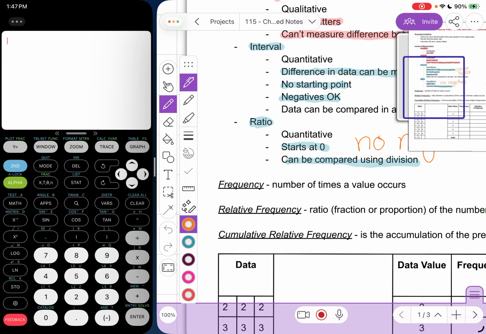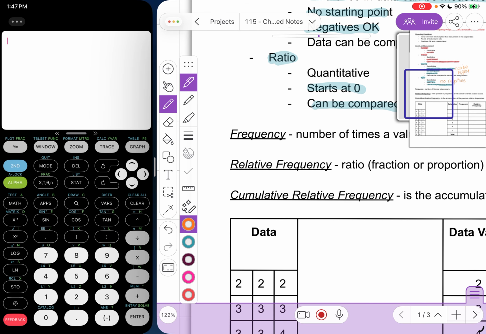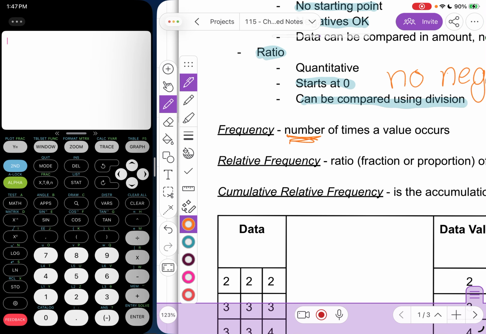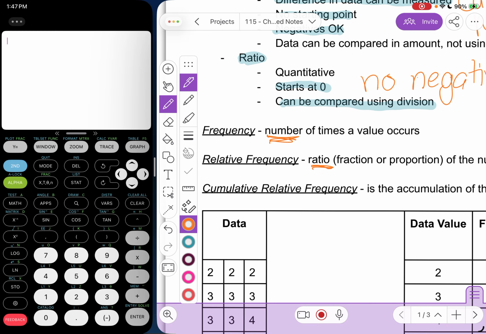All right. Then we get into our tables. Frequency is the number of times a value occurs, and relative frequency is your ratio. That's the fraction or the proportion of times. So frequency is just the amount. Relative frequency is that percent or proportion. And then cumulative is you're going to add or accumulate everything below from what's been going on.